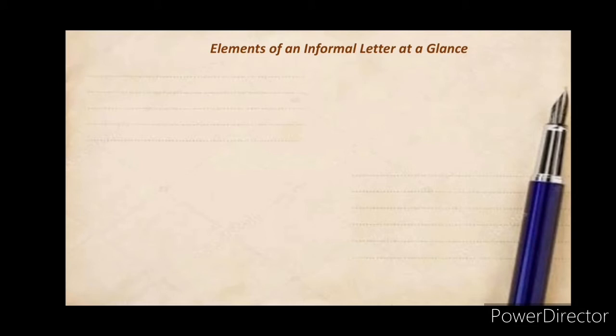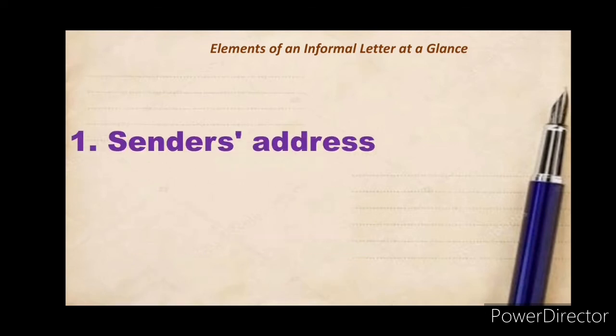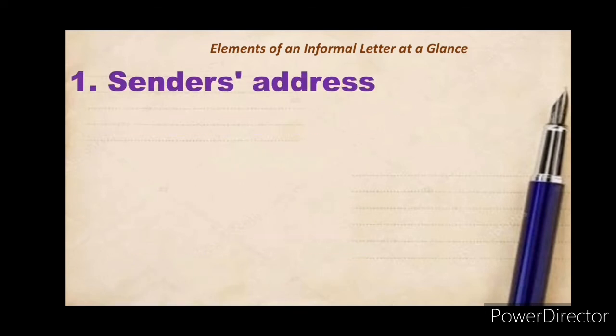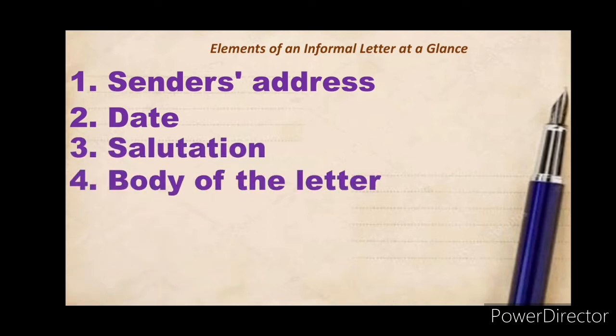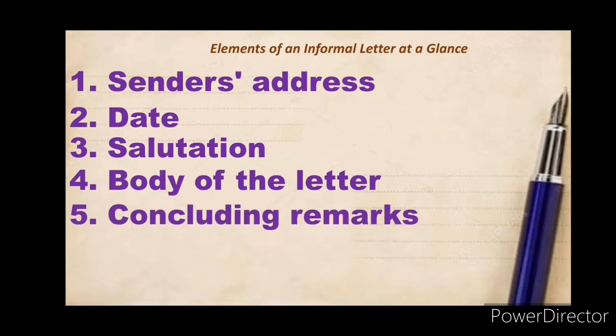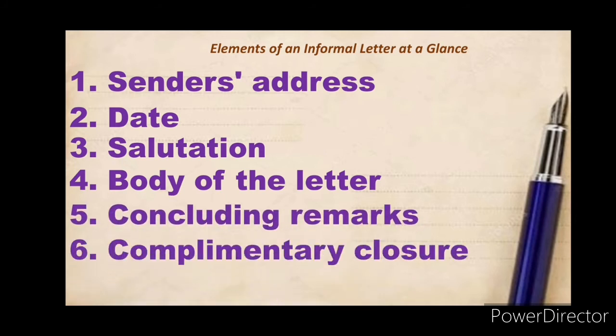Here are some of the elements of an informal letter at a glance. Number 1, sender's address. Second, date. Third, salutation. Fourth, body of the letter. Fifth, concluding remarks. Sixth, complimentary closure. And seventh, signature.